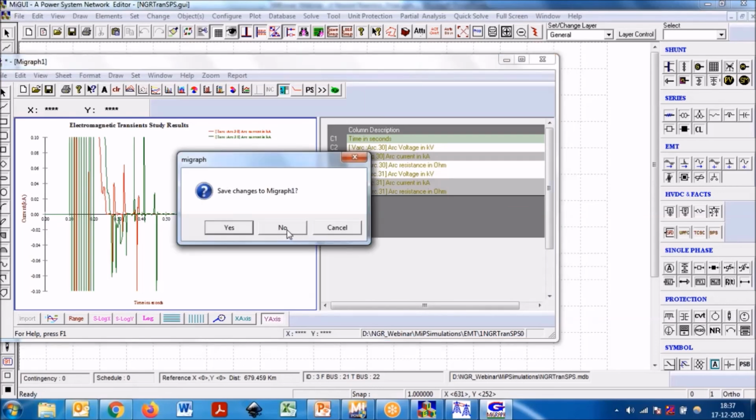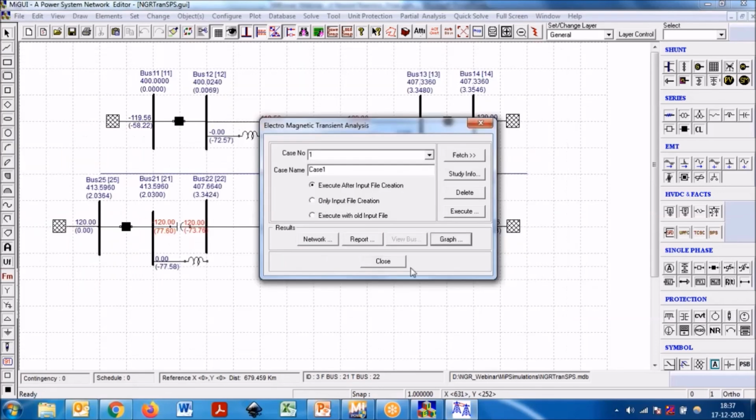Okay, fine. I will stop it here. The temporary and switching cases I'm not able to run now. I think it is difficult.